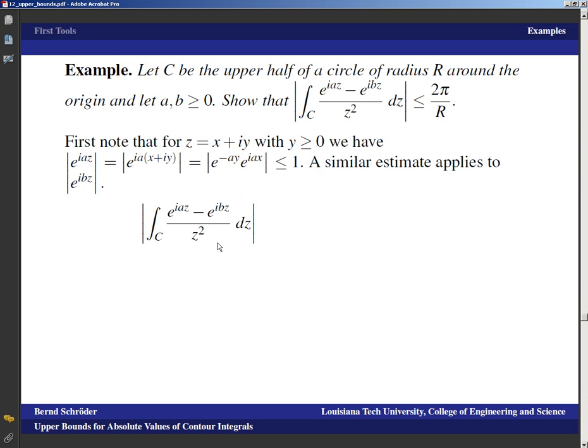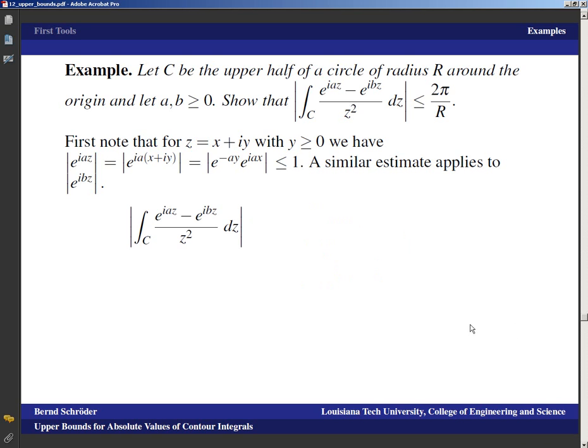So that means that the absolute value of the integral over the contour of e to the I az minus e to the I bz divided by z squared dz is smaller than or equal to the integral of the absolute value of e to the I az minus e to the I bz over z squared, which I should have put the absolute value in here. Let me go back here. Yeah, okay, I went back and fixed that.